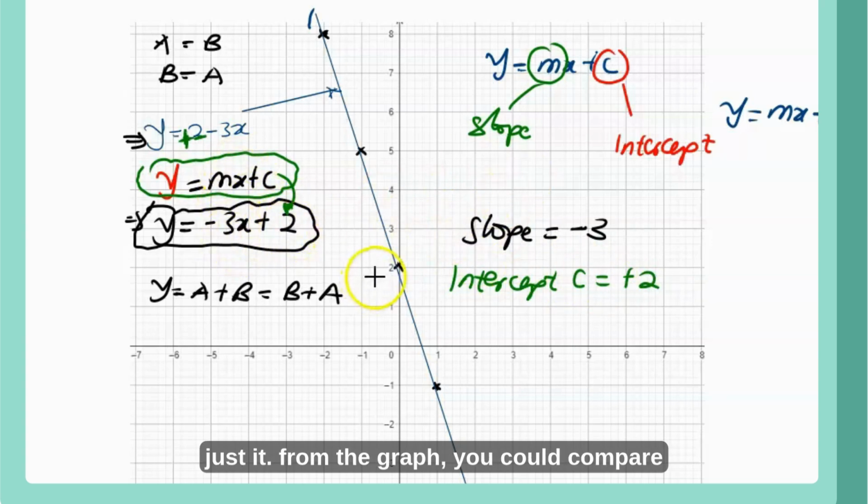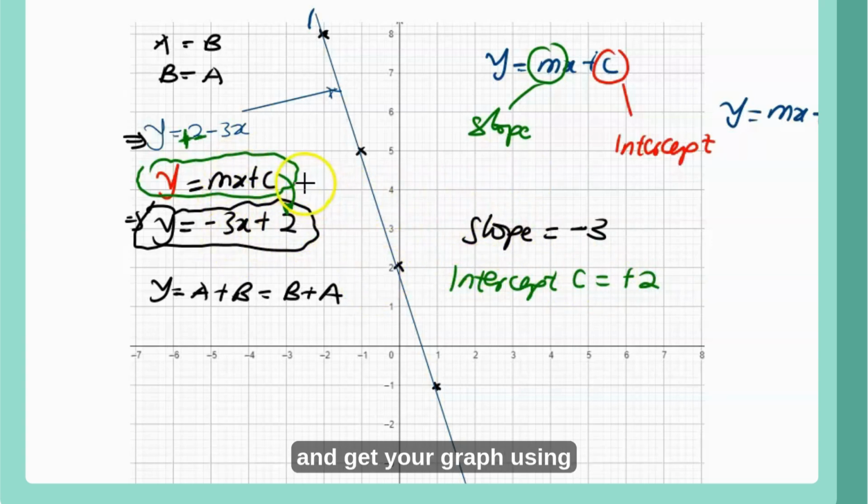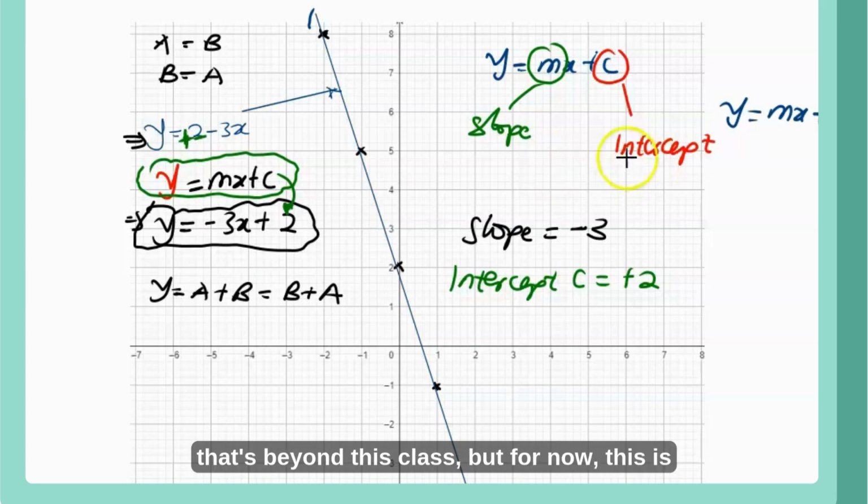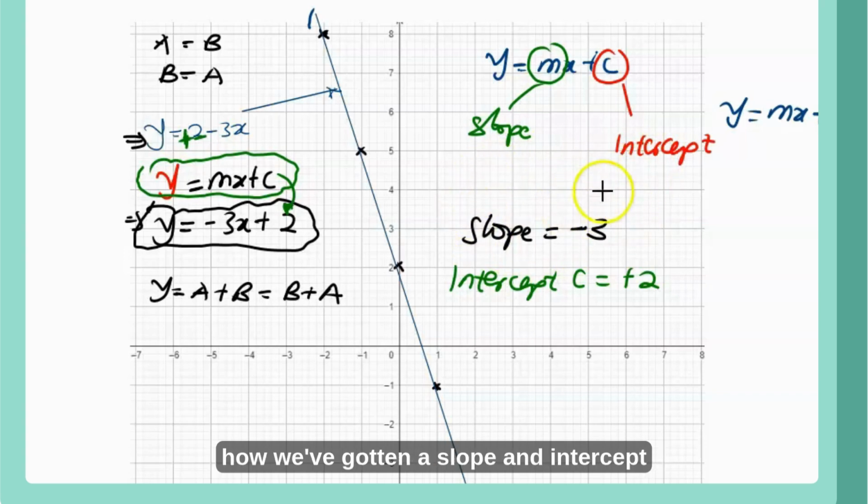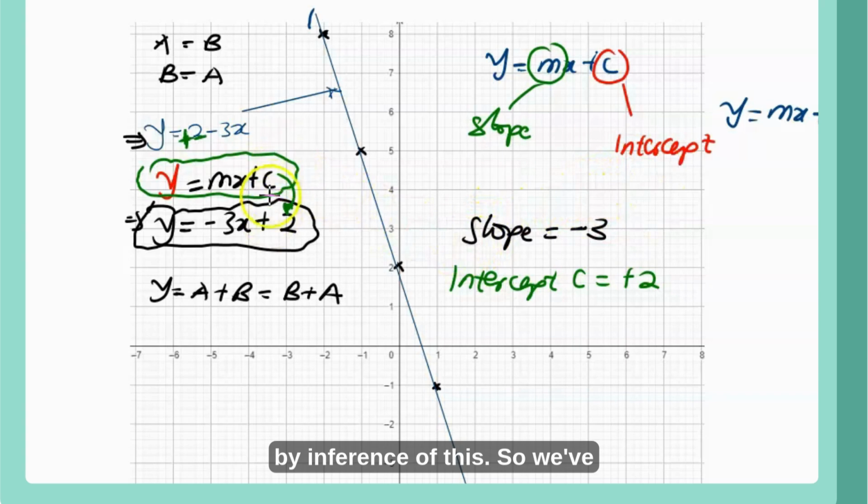From the graph, you could compare and get your graph using the equation, or you could also use your slope method. But that's beyond this class. For now, this is how we've gotten our slope and our intercept, by inference of this.